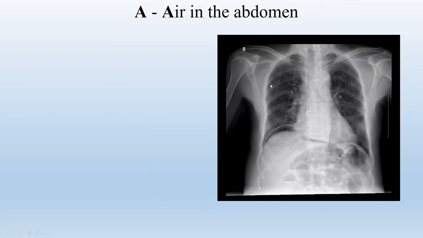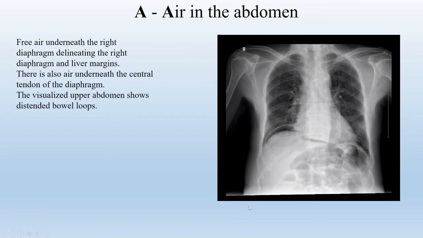And on this erect anterior-posterior chest X-ray, you can see that there is the air here under diaphragm, and it crosses the central tendon of the diaphragm. And again, there are distended loops, bowel loops over here.